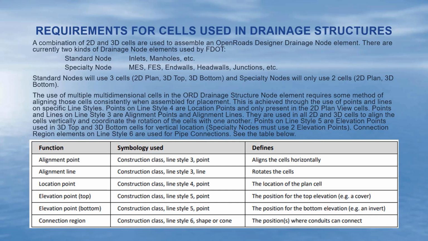Elevation point top. It is a construction class line style 5 point. It denotes the position for the top elevation in the top 3D cell, such as a cover or a ring. Elevation point for the bottom is a construction class line style 5 point that denotes the position for the bottom elevation, better known as an invert.